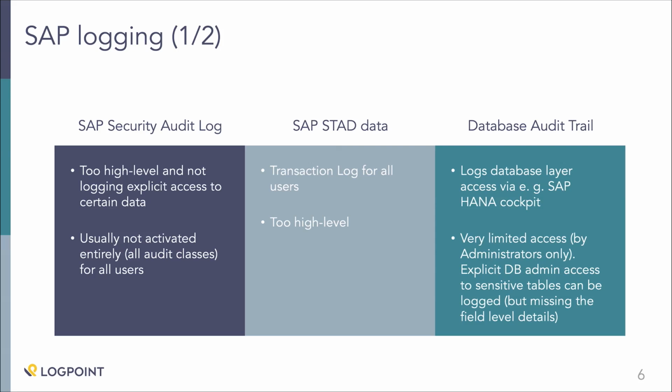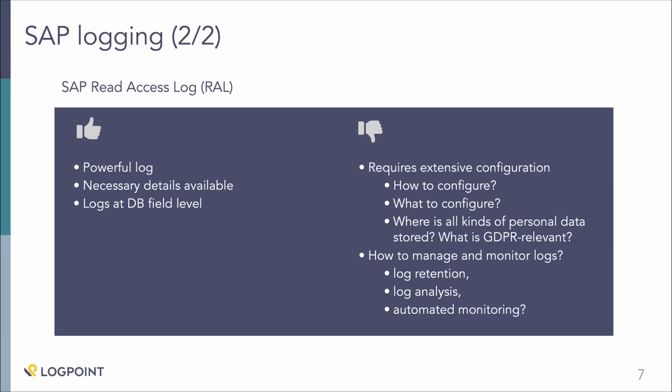Usually, only database administrators have direct access to the database. The database audit trail logs the access to sensitive database tables, but again, it is missing the information about field-level access to that data. Well, there is a way out. There is another log source available in SAP called the SAP Read Access Log. This is a very powerful log with all the necessary details to detect access to personal data in an SAP system, as it logs access on a database field level.